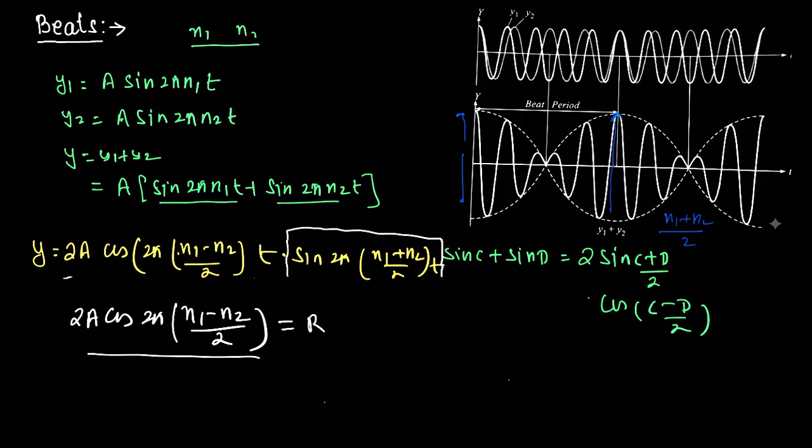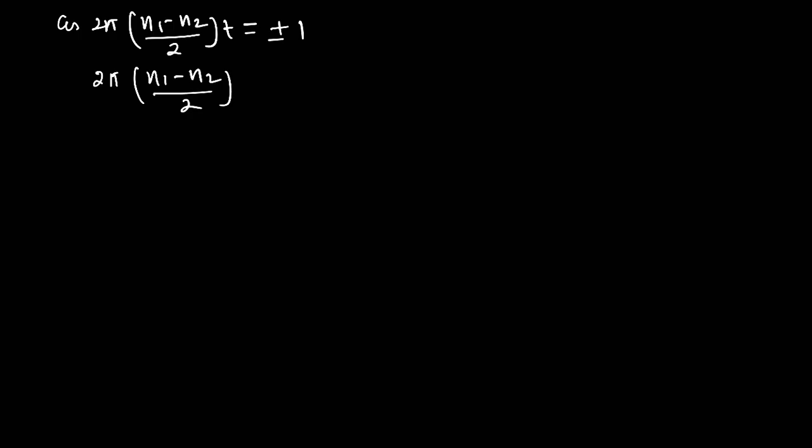And if I need R maximum, in that case what should I have? Cos 2 pi (n1 minus n2) by 2 into t should be equal to plus or minus 1. This is for the maximum value. It means 2 pi (n1 minus n2) divided by 2 into t should be equal to N pi, and I'm writing this N in capital, and N can be a whole number 0, 1, 2, 3, 4, 5, 6. So if I solve this whole thing, I will get t equal to N divided by (n1 minus n2).